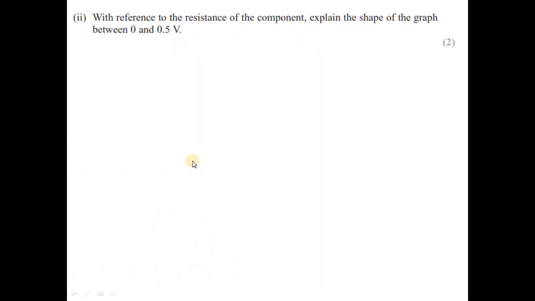With reference to the resistance of the component, explain the shape of the graph between 0 and 0.5. If you see between 0 and 0.5, voltage is increasing, but the current remains the same. The important point is that the current is 0. So you can say that the resistance of the component is very high. That's why initially increasing voltage does not cause the current to flow. So in this interval the resistance of the component is very high, so voltage is increasing, but current is not increasing.